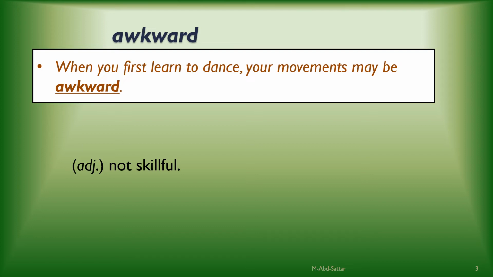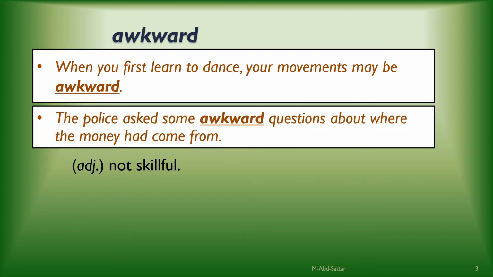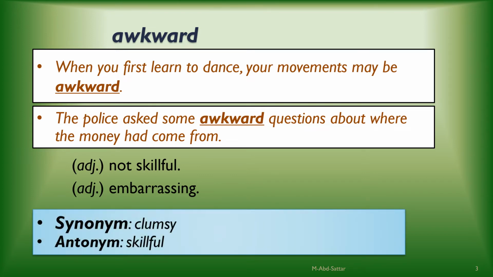The word awkward has another meaning. Look at this example. The police asked some awkward questions about where the money had come from. Imagine that you are asked by a policeman about the money you're having in your hands. Where did you get that from? Is this a good question? Is it an easy question or an embarrassing one? Yes, an awkward question is an embarrassing question, or an awkward situation is an embarrassing situation. The word is an adjective, as you can see. A synonym of that word is clumsy. And the antonym of that word is skillful. Let's move on.